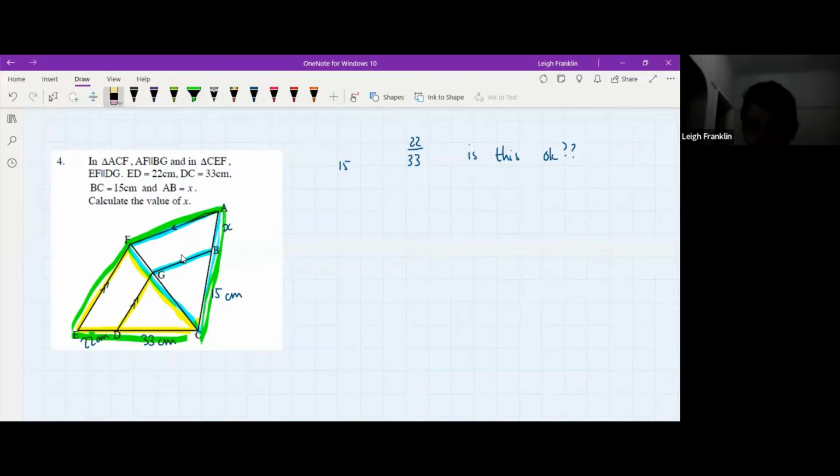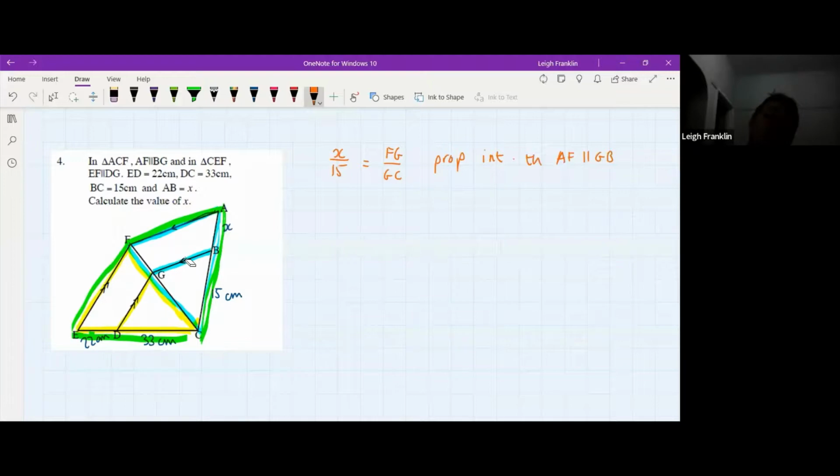Eventually, this is what I'm going to end up with, but I have to get there in the correct way as well. So that means I need to do this. First of all, I'm going to say x over 15 is equal to FG over GC. Exactly. And my reason here? Proportionality theorem, and that's because AF is parallel to GB.